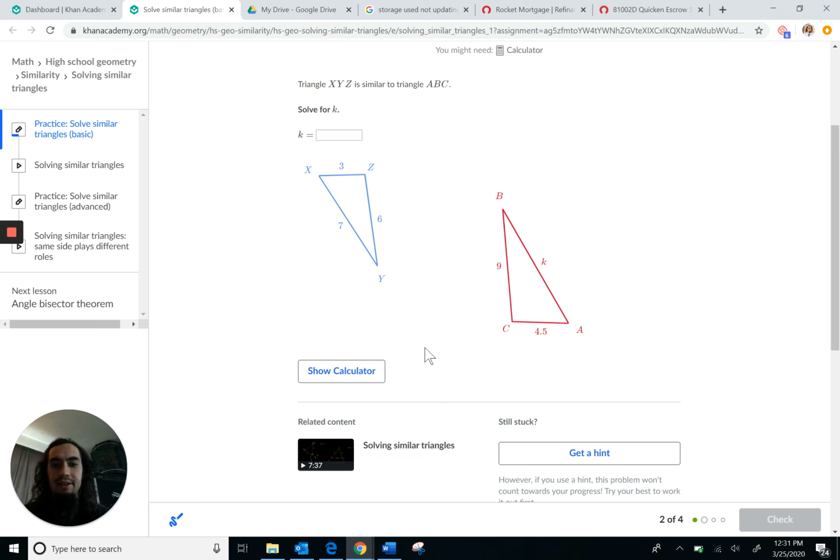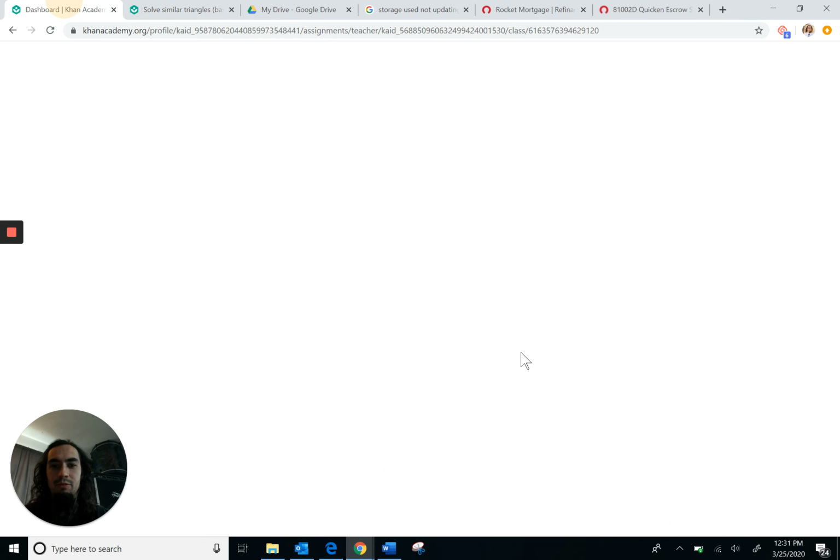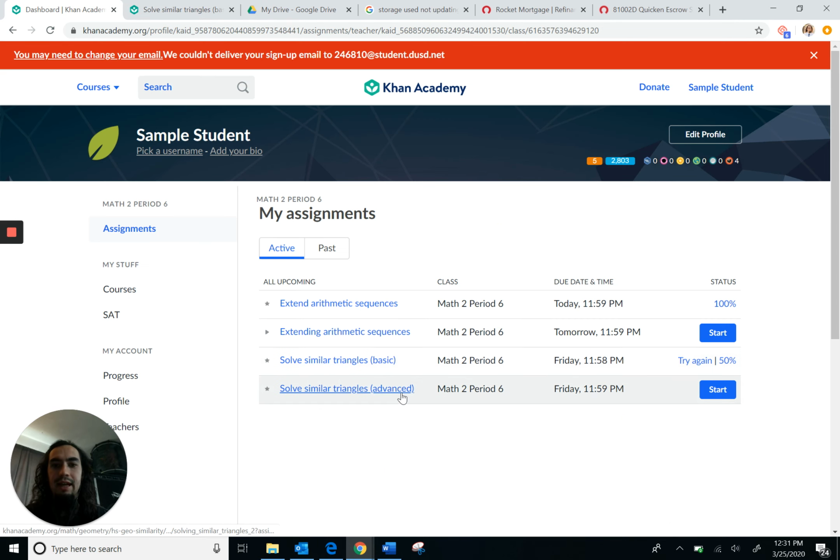Okay, so that's that example problem. I'm now going to look at the second assignment because remember, I want you to do the basic and the advanced. They're both only 4 questions, so you have a total of 8 questions, not very much. So do this one until you get 75% or better.